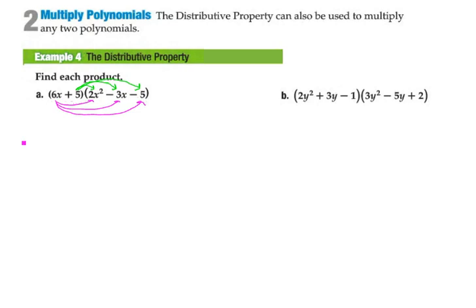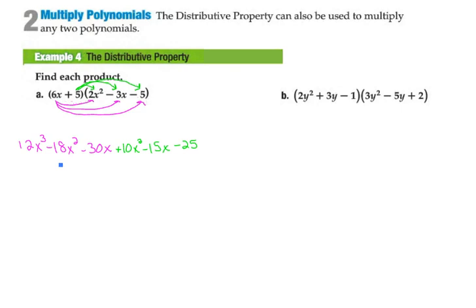Here we have 12x to the third, negative 18x squared, negative 30x. Multiplying the 5 through, we have positive 10x squared, we have negative 15x, and we have negative 25. Take your time on that.